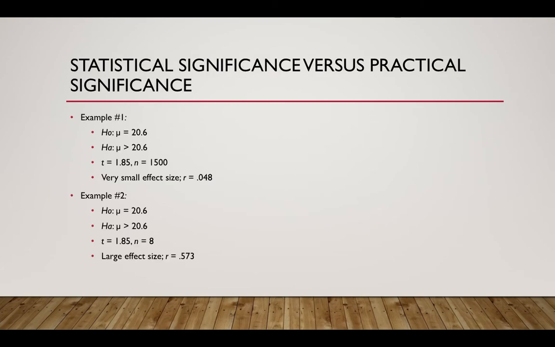So back to example 1 and example 2. Very interesting here. With our sample size of 1,500 in example 1, where we have a degrees of freedom of 1499, we get a very, very small effect size of 0.04. However, the same example where we had a small sample size of 8, but we did not get statistical significance, you can see that we have a large effect of 0.573. So what do you do? Well, you report stuff.